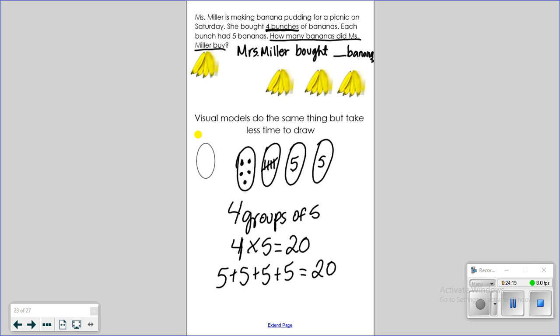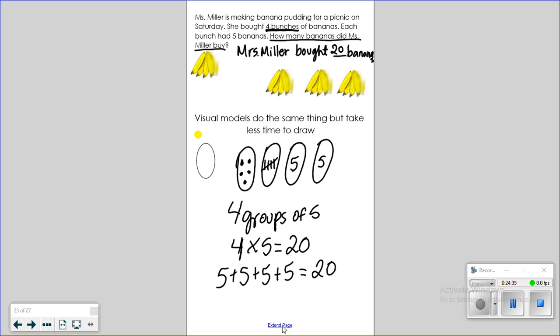Back up to that answer sentence. Miss Miller bought 20. What? Bananas. I need a unit. What in the world am I counting? 20 bananas.